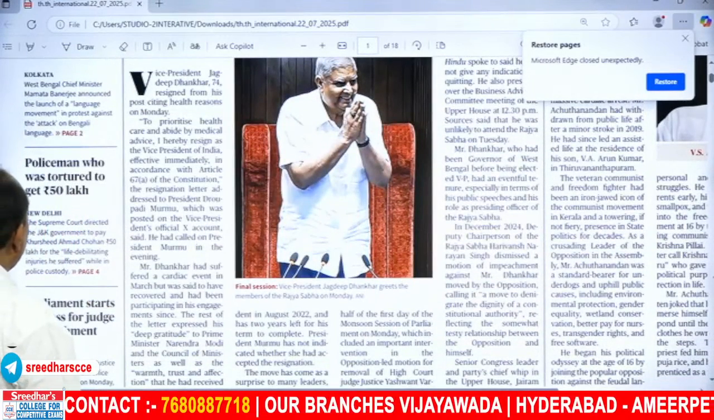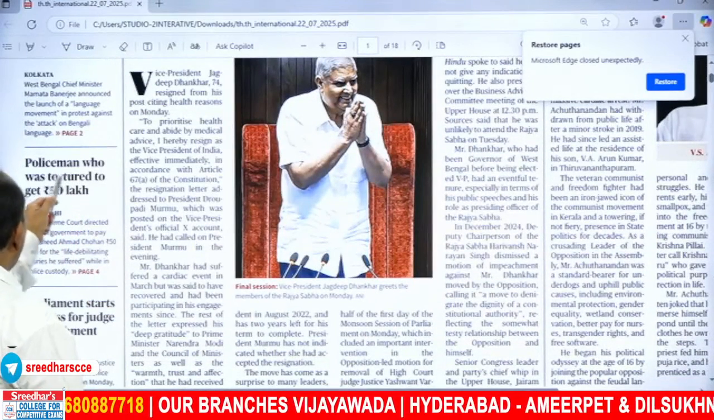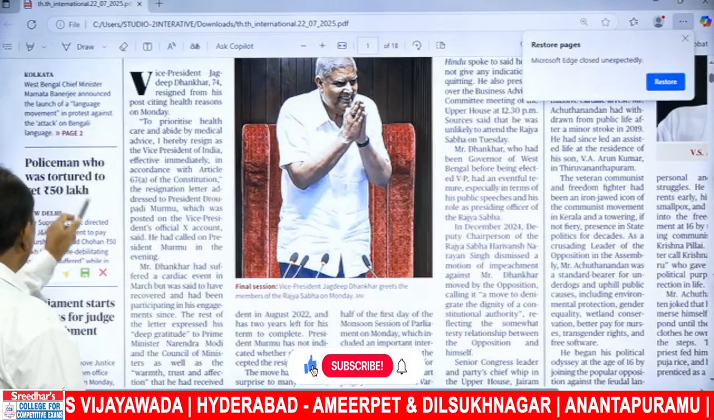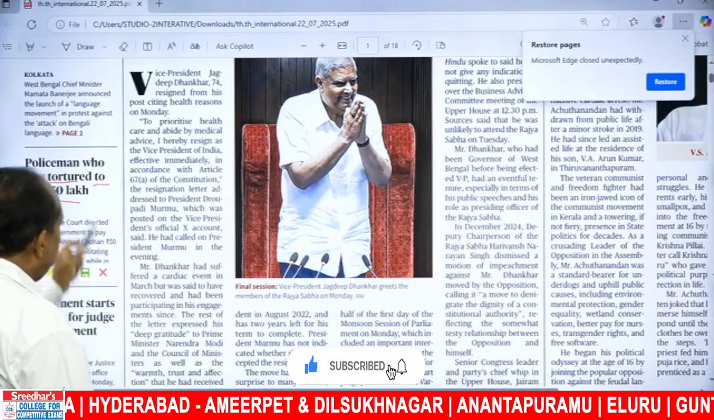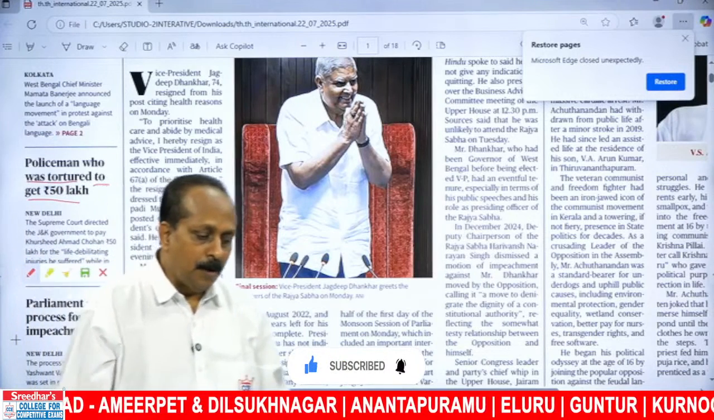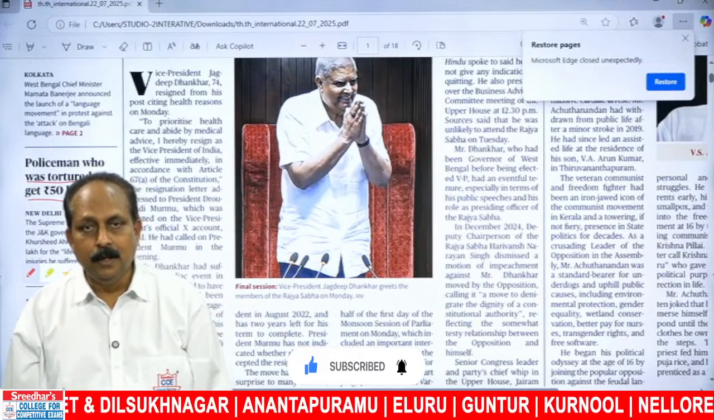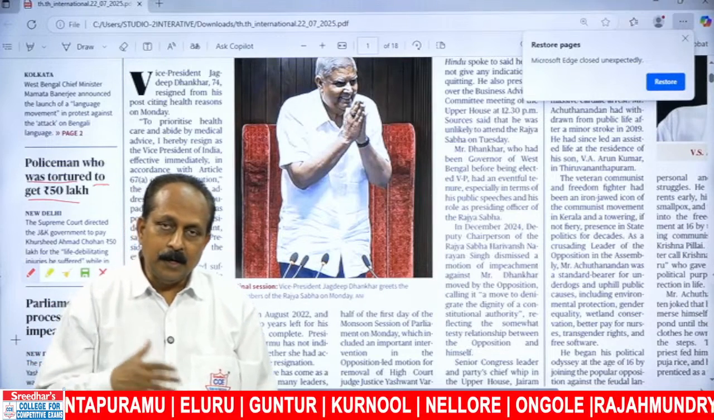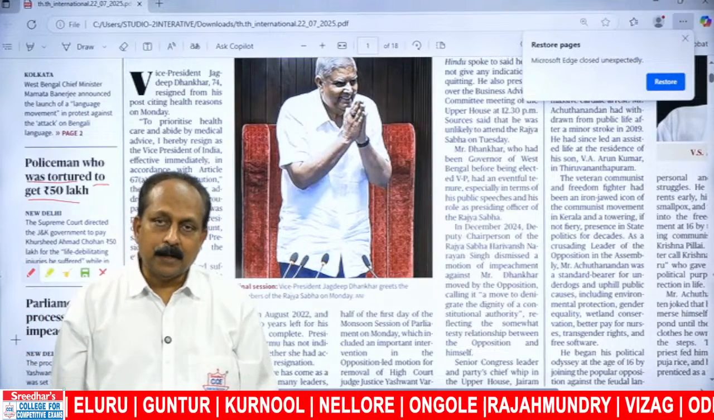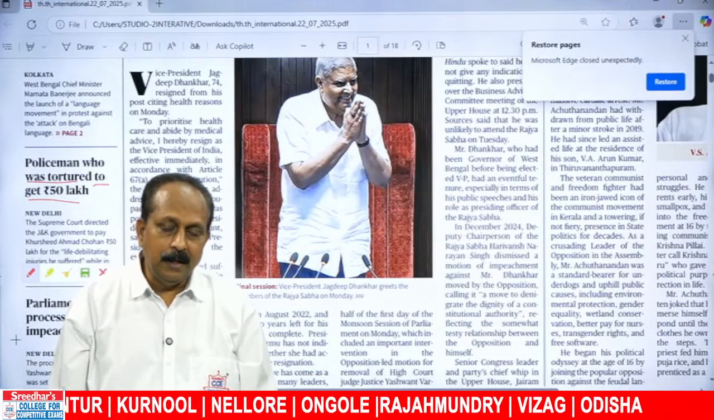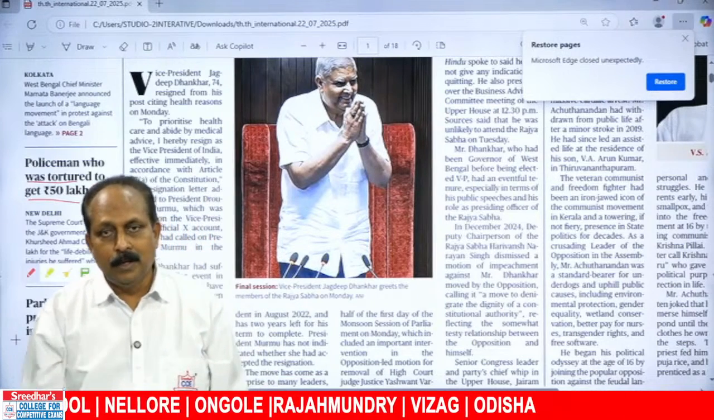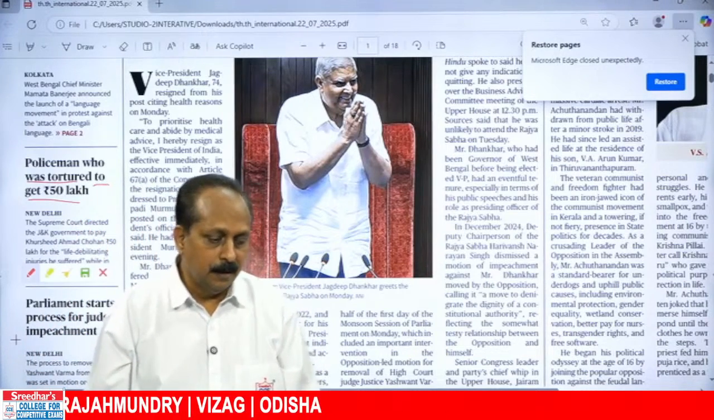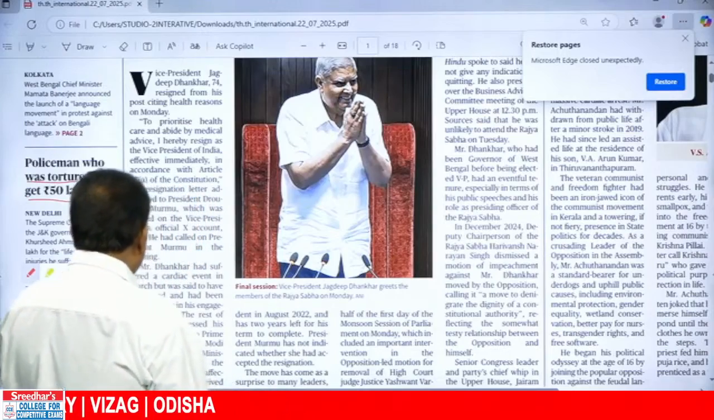Policeman who was tortured to get rupees 50 lakh. Who was tortured, that is past tense passive voice, to get 50 lakh. What do you understand from that? Some policeman got tortured. He was tortured. They tortured him, active voice past tense. He was tortured by them, past tense passive voice. And because of the torture, he is likely to get, what is the lump sum amount he's going to get? Huge sum, 50 lakh. That is astonishing, just because of torture. But we don't know what sort of torture.